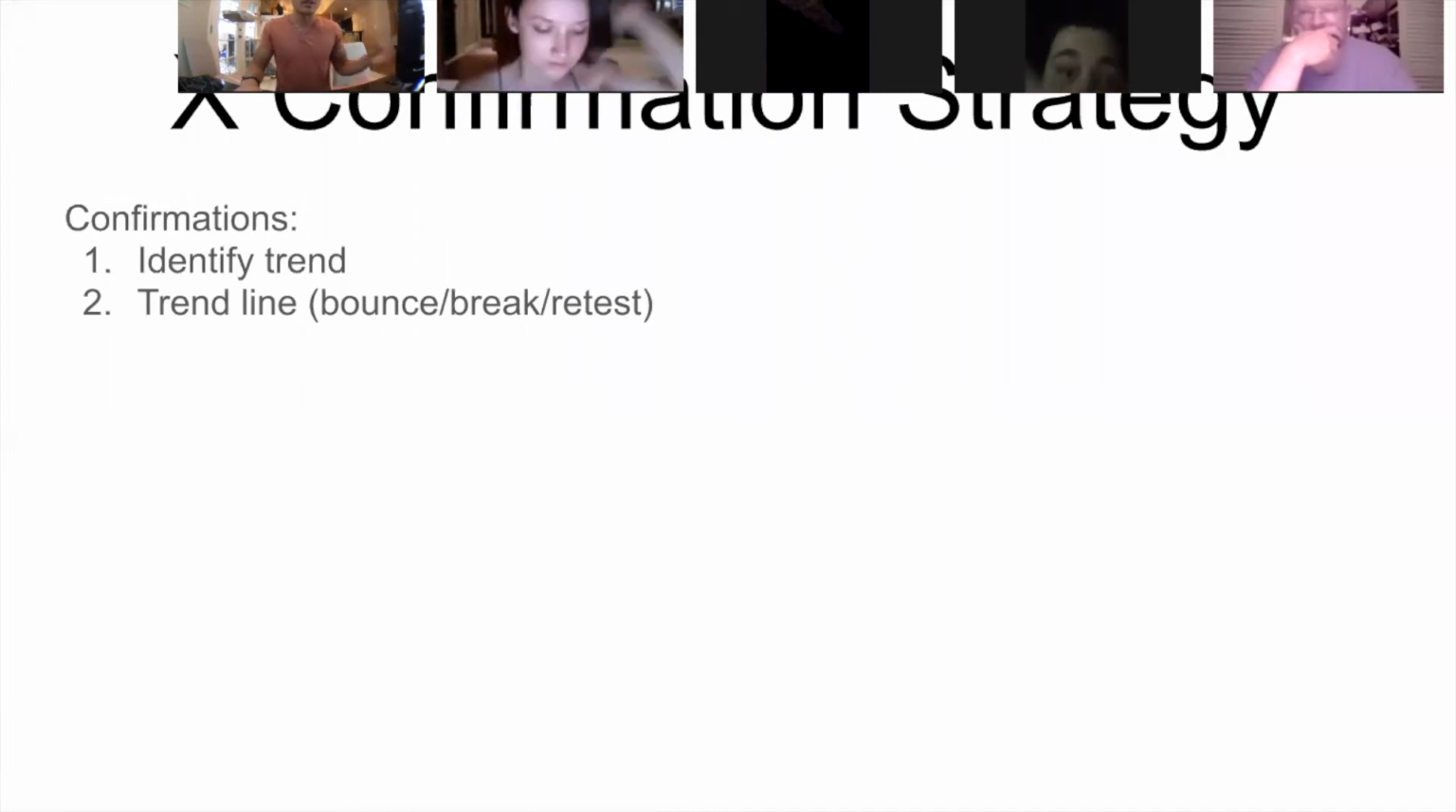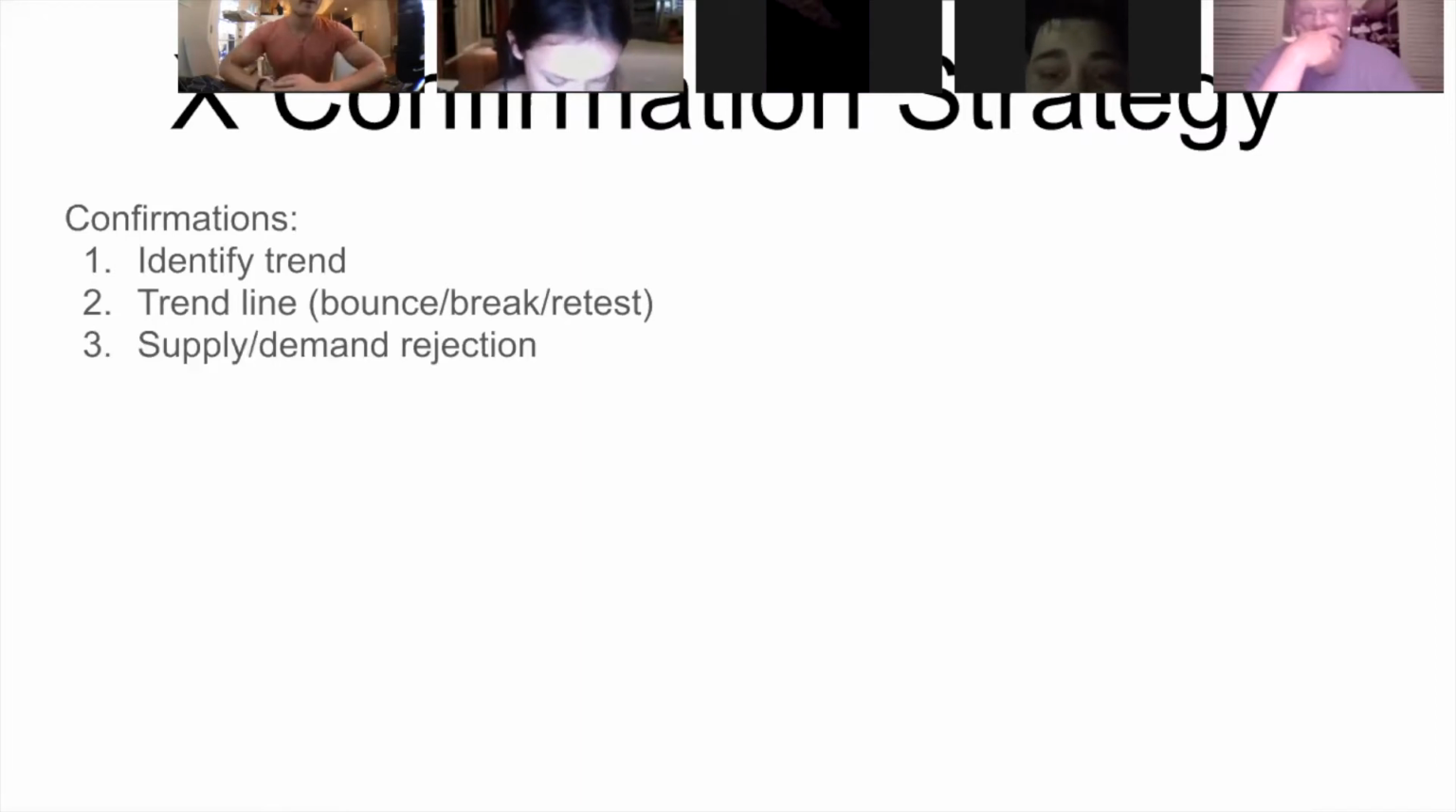So the confirmations I'll be using are identifying the trend. Is it an uptrend or is it a downtrend? Trend lines, which can also be used as wedges. Like I showed you earlier, we're going to look for bounces, and we're going to look for breaks and retests. Supply and demand rejection. I'll go briefly over what supply and demand is when I get to it. If you don't know what it is, again, there's a lot of content online. You can go to my course or ask me about it.